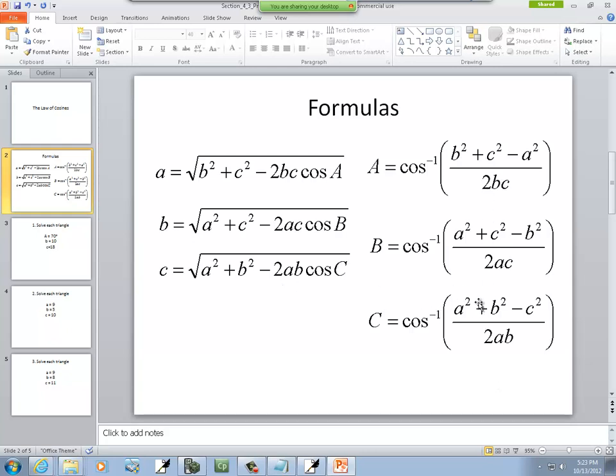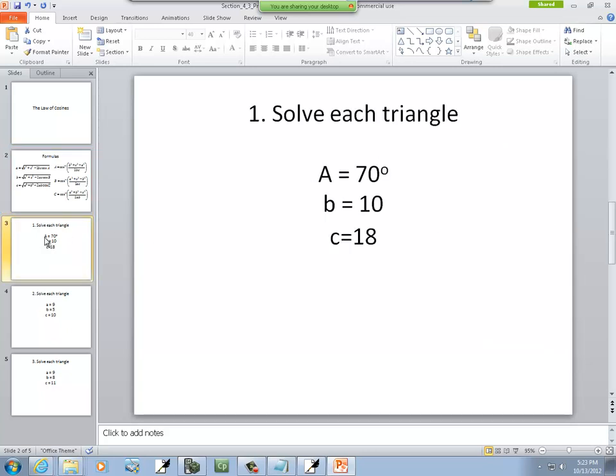Now on the right side, I've solved them for the angles themselves. So angle A is equal to inverse cosine of b squared plus c squared minus a squared all over 2bc. Angle B is equal to inverse cosine of a squared plus c squared minus b squared all over 2ac. And angle C is equal to inverse cosine of a squared plus b squared minus c squared all over 2ab. Let's use these to solve some problems.